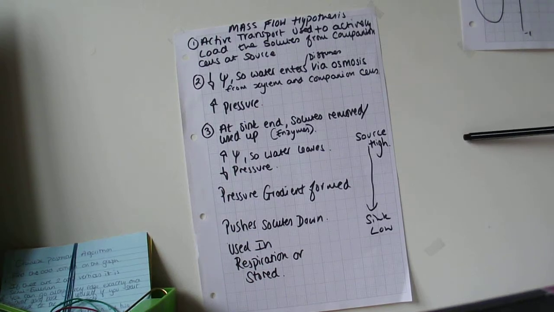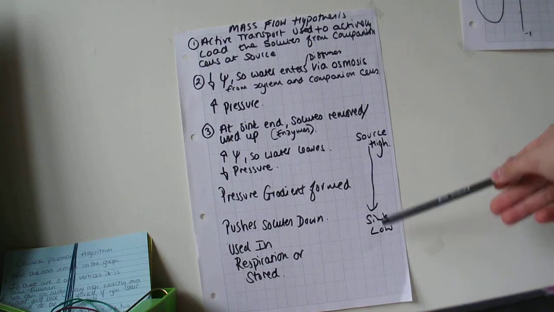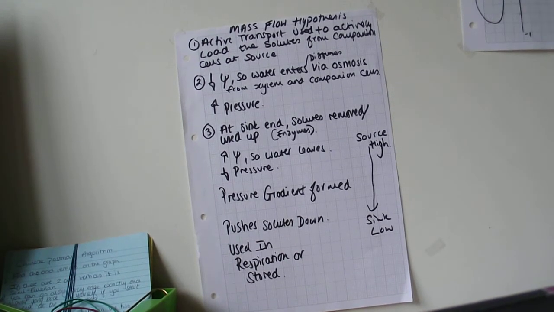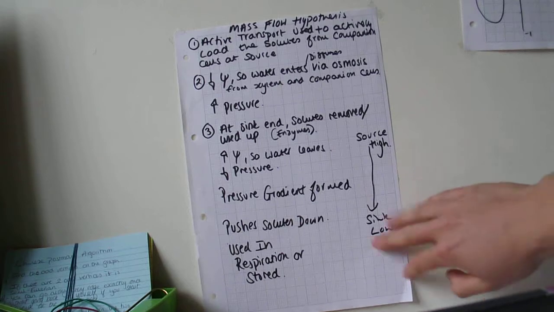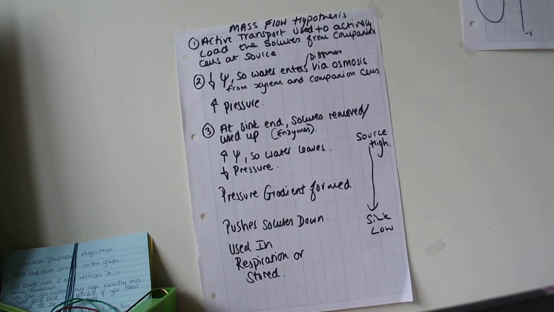When the companion cell brings in all the solutes via active transport, pressure will be high because water will enter because of the concentration, everything will move down. And it just happens, it goes on and on. So when the solutes are down here, the sucrose will be used in respiration or stored, such as starch.